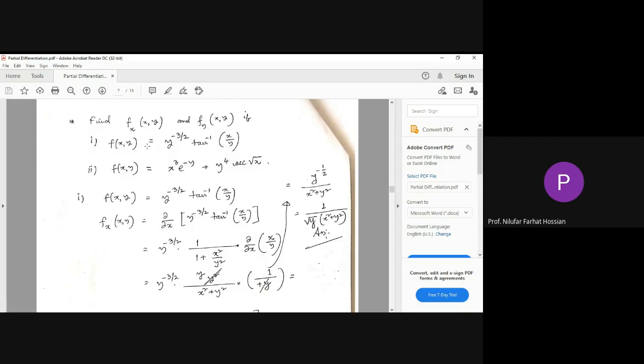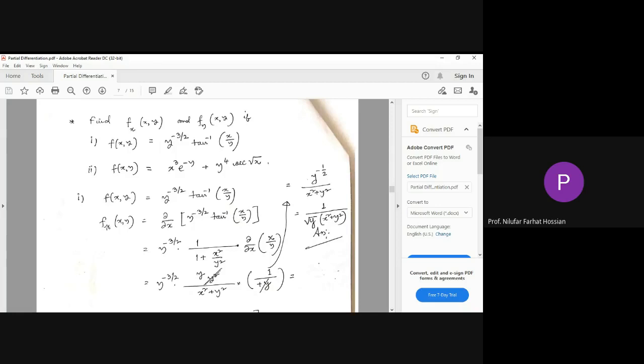In one, it is this, f of xy equal to y to the power minus 3 by 2 into tan inverse x by y. And in the second, f of xy equal to x cube into e to the power minus y plus y to the power 4 sec root over x. So at first we do the number 1. This is our function. So we are finding what? Fx. Fx means del f by del x.